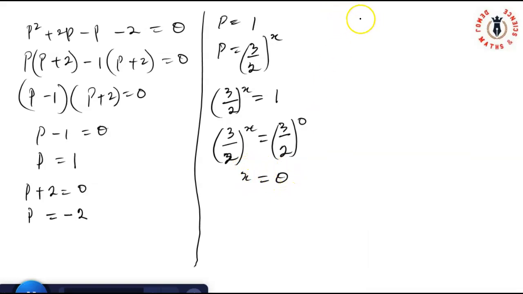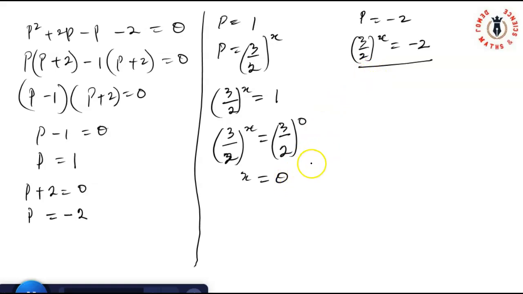Now for the other value of p, we have that p is equal to minus 2. Obviously, 3 over 2 all raised to power x will be equal to minus 2. If you look at this carefully, you see that this will give us an irrational number that will be difficult to rationalize. So we'd rather go with the value x is equal to 0.